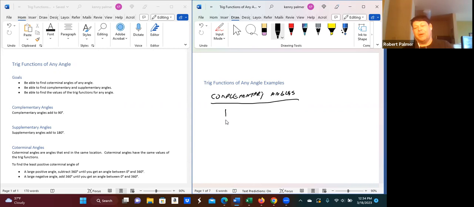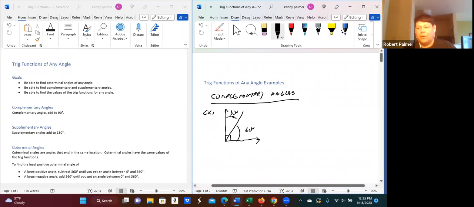So, like a very basic one, let's just draw a right angle here. Okay, this is a right angle. Let's say this angle is 60 degrees, and this angle then is 30 degrees. That's one example. Any angles that add together to 90 degrees are what are called complementary angles.